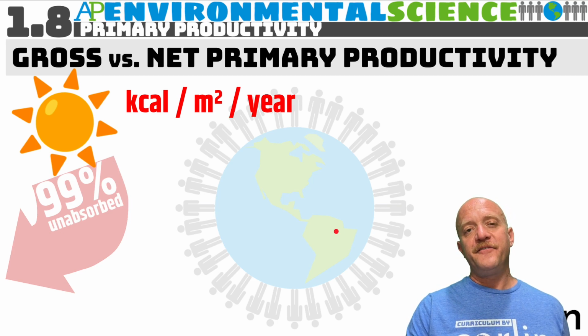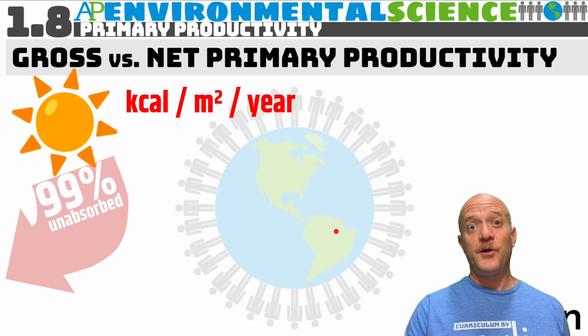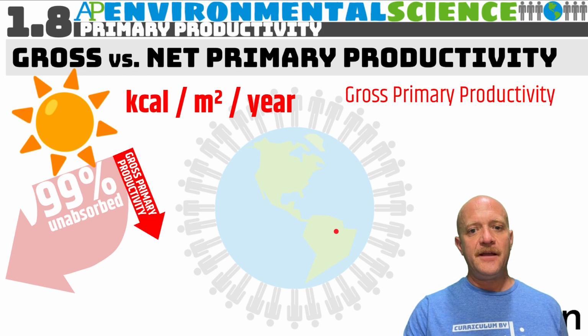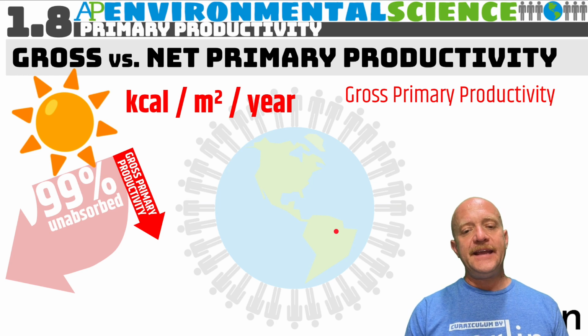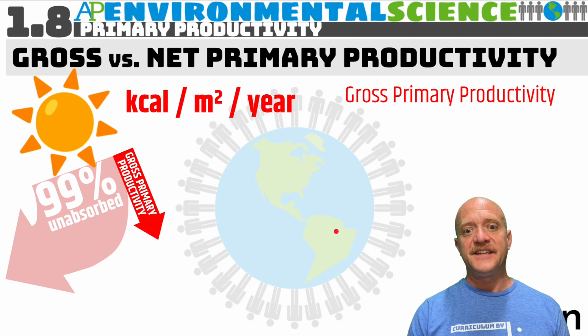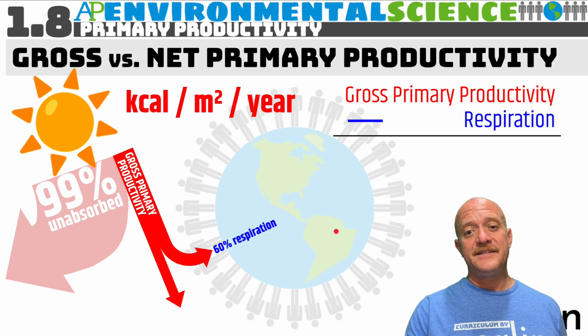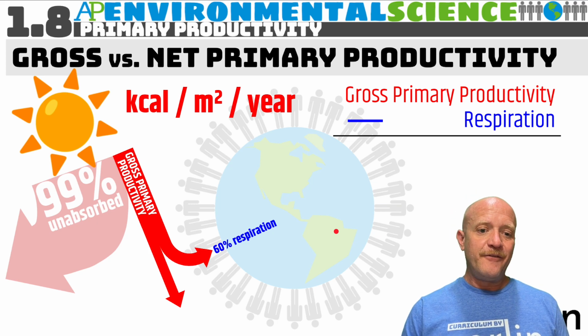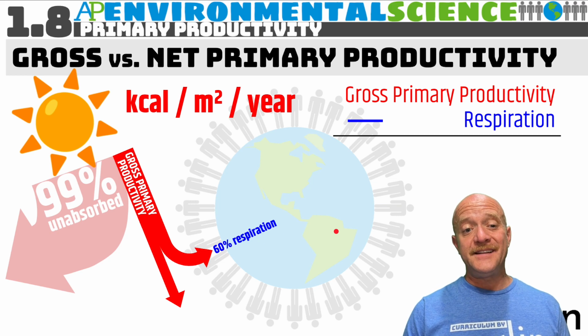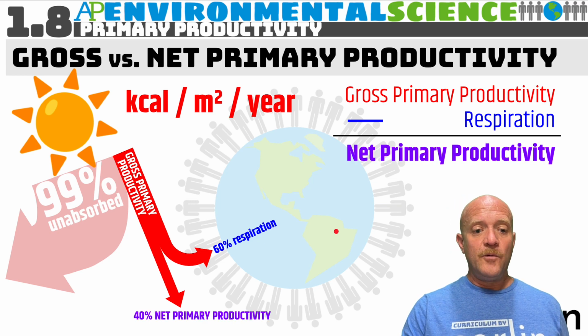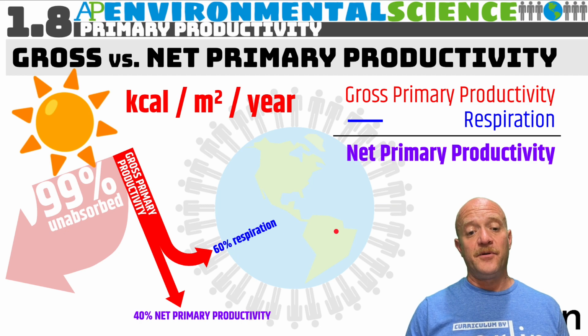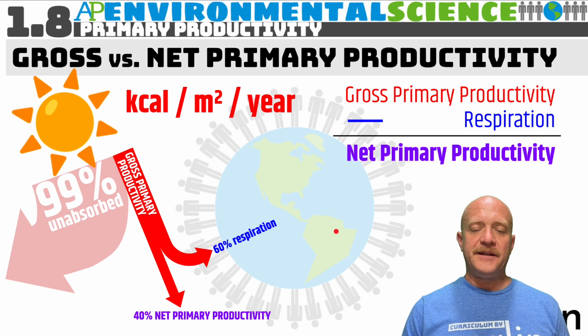So we have different forms of productivity. We will say either gross or net primary productivity. So the gross primary productivity is how much is being absorbed in photosynthesis. But then from that, some of it is used by the plant and some of it is given off, some of the energy is given off in respiration. For this example, let's just say 60% is given off in respiration, which means 40% of it is available for use by the plant. So that is the net primary productivity.